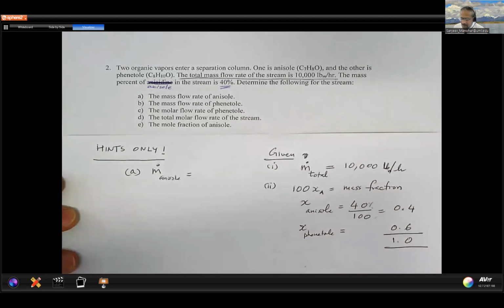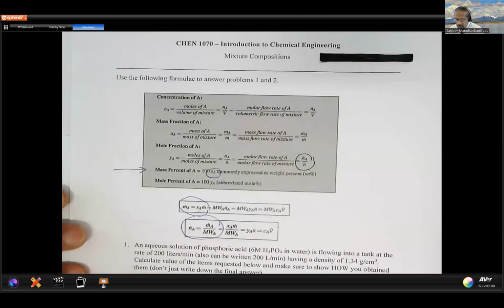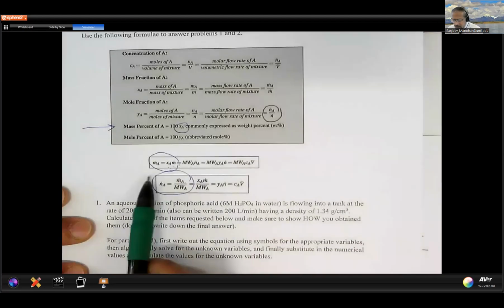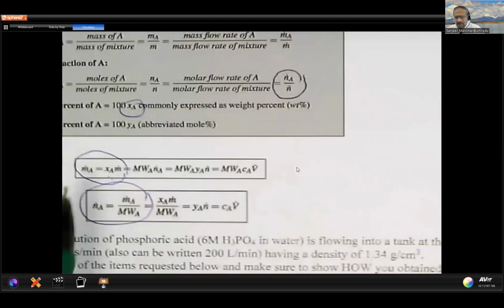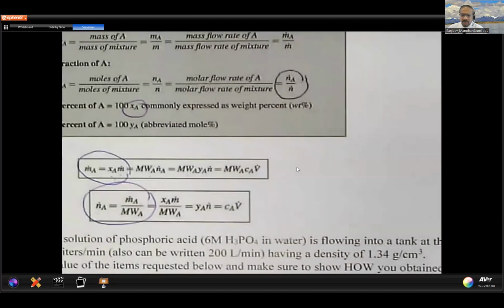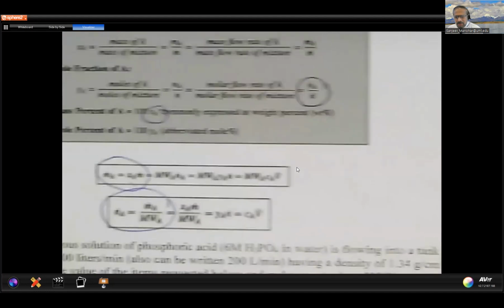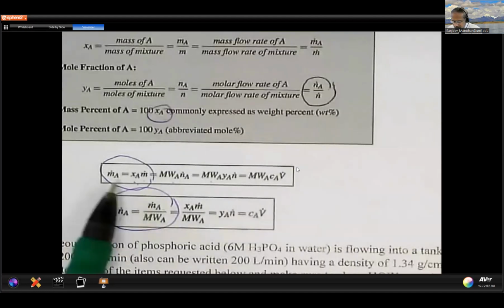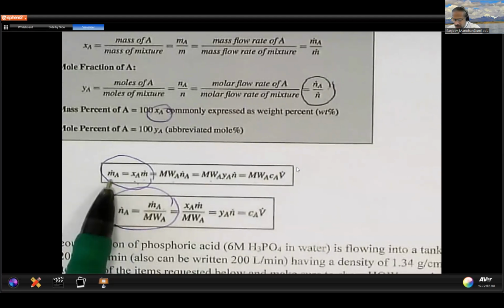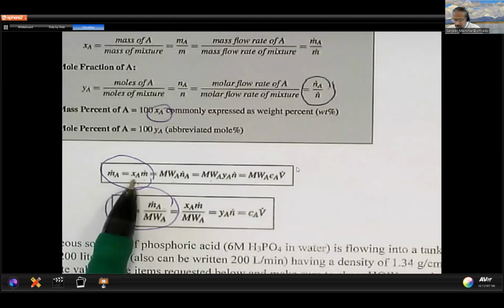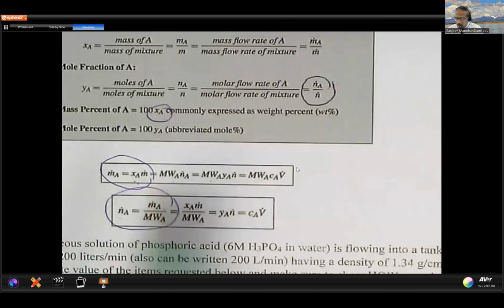You got to look back at the equations and see in this set of equations for mass flow rate, is there any equation that you can use, right? I mean, anything that you can immediately use. Mass flow rate is a lot of things. Well, number 1 fits, right? Mass flow rate of, say, anisole is the mass fraction of anisole times the mass flow rate of the mixture.